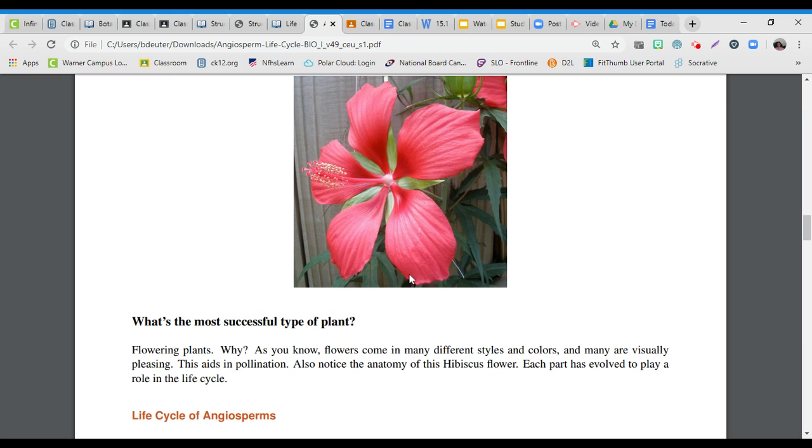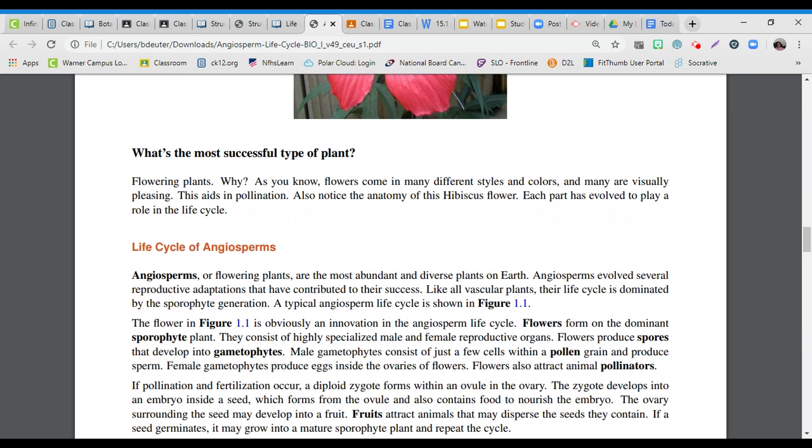And so if we look at this, we can see our petals here, our sepals, and then this will be our stamen and anthers up here. And so we can see that the ovum will develop at the bottom here. But let's talk about the life cycle of this angiosperm.